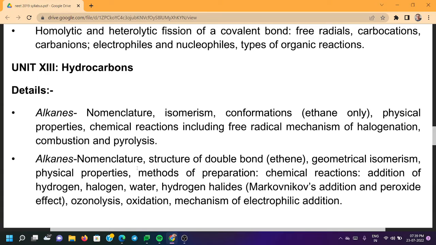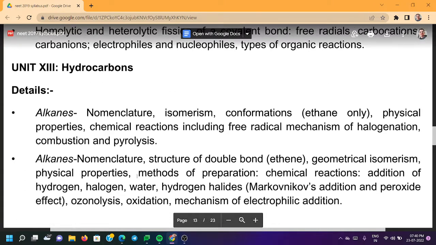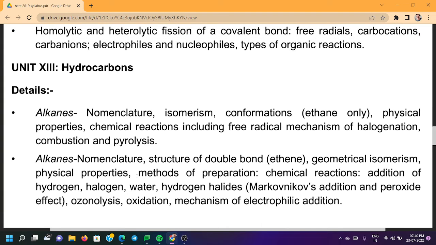Class 11 Chemistry Unit 13 Hydrocarbons. Alkanes, nomenclature, isomerism, conformations, ethane only. Physical properties, chemical reactions, including free radical mechanism of halogenation, combustion, and pyrolysis.